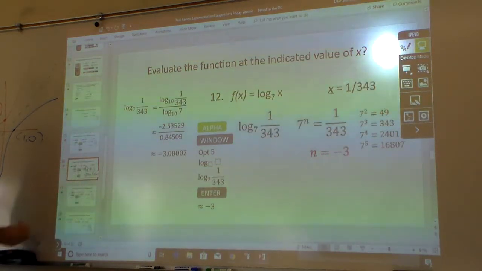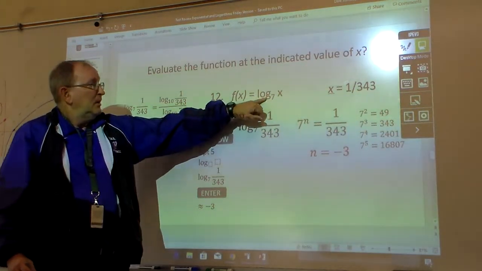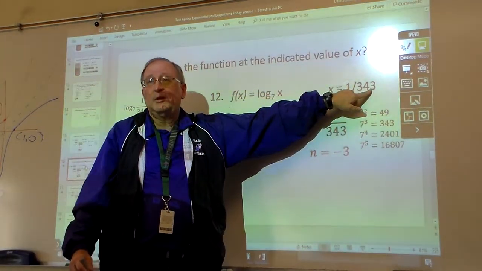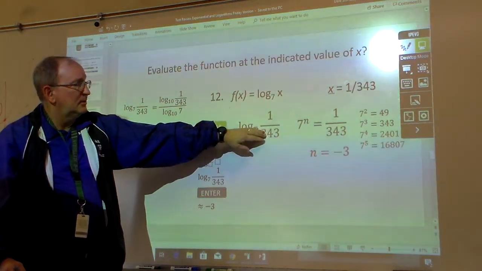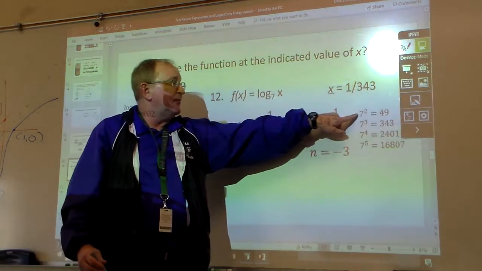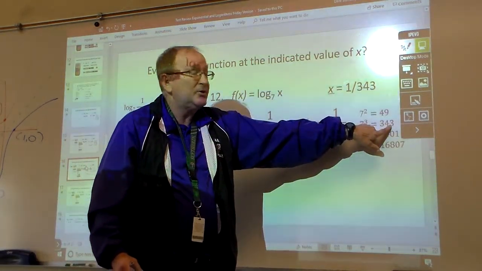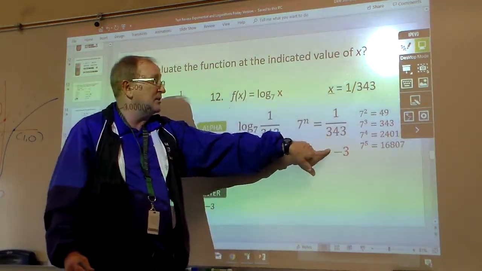Right here, number 12. I'm doing log base 7 of 1 over 343. Y'all, it would look like this. Now I can check my 7s, and I can see 7 to the 3rd power is 343, but the answer is not 3 because it's down in the denominator, which means you have to make it negative.